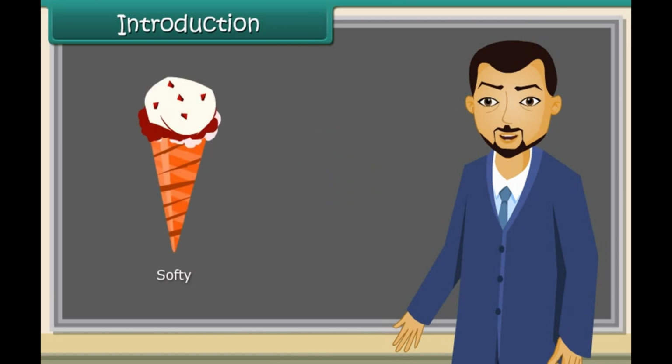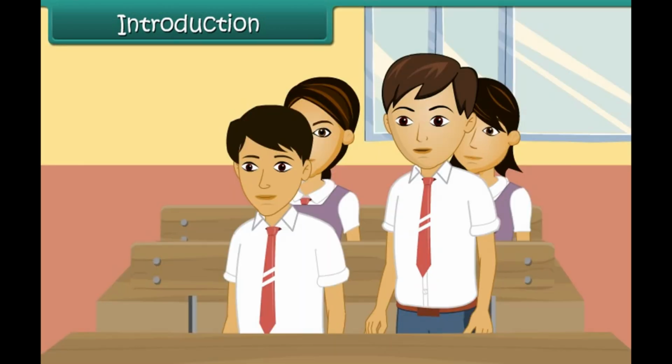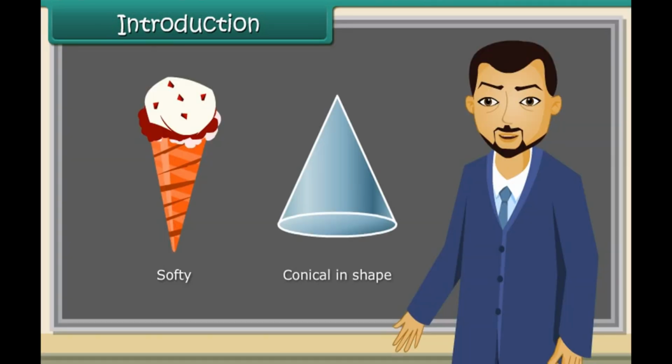Okay, you must have eaten softy. What is the shape it has? Yes, it is conical in shape. Very good. Today we will learn more about shapes. Come, let's see.